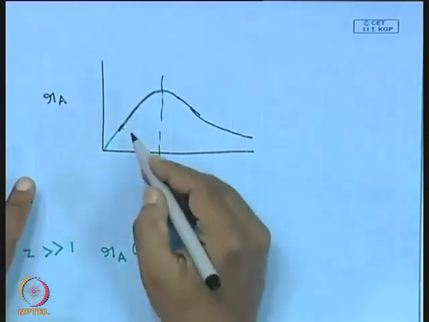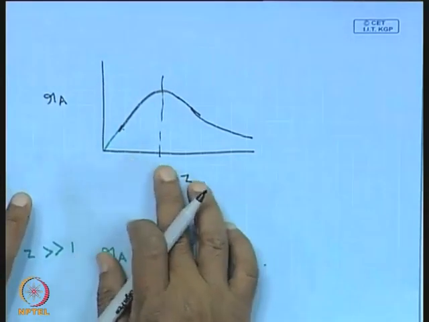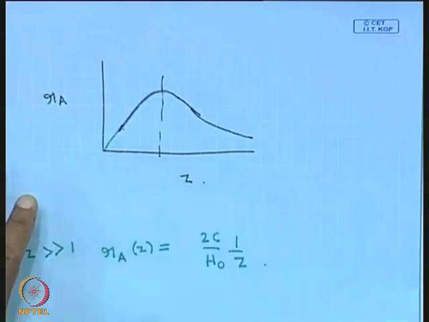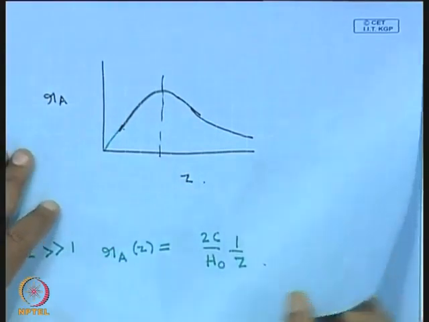Okay, so this is a combination of two things basically. One is that the distance increases with redshift, the other is the fact that the universe itself, the scale factor itself, is a decreasing function of time, redshift. A combination of two factors which give rise to this behavior, the angular diameter distance.